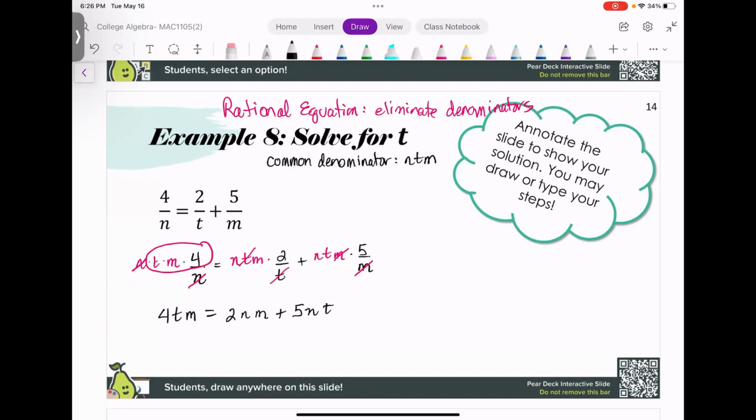So I still have way too many letters, and my answer is not going to be a number answer. It's going to be an expression where I have t on one side of the equal sign, since that's what I'm solving for, and every other variable and every number on the other side of the equal sign. So it's going to be a somewhat unsatisfying solution, and I just want to prepare you for that. Okay.